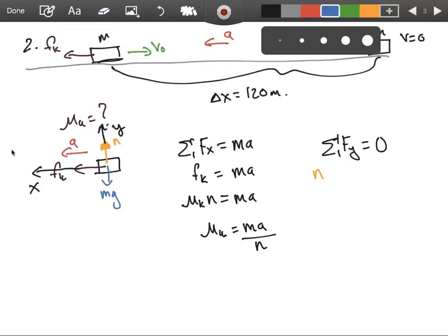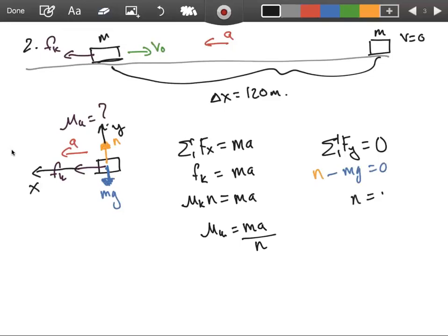And then I have the weight, or the gravitational force, pointing in the y direction, but it's in the negative y direction because it's pointing opposite to the direction of positive y. So I'm going to have minus m times g is equal to 0. Using this, I can solve for my normal force. My normal force then is simply mg. Plugging that into this problem, I get a over g is equal to my coefficient. Now, this would be great. I could easily find my coefficient if I know what the acceleration is.